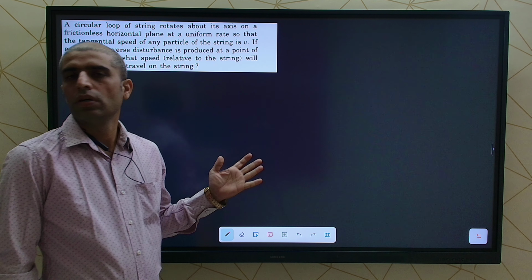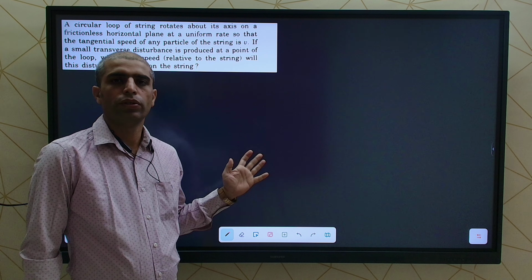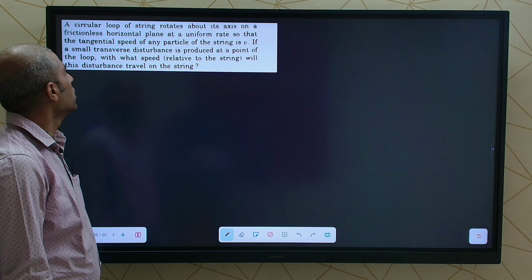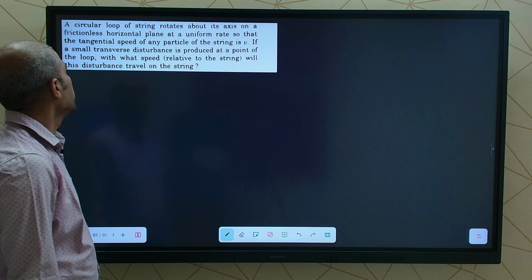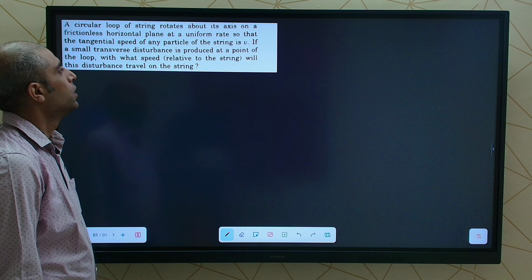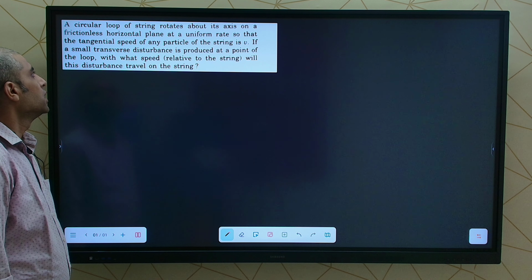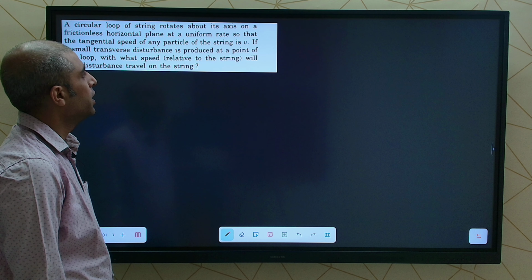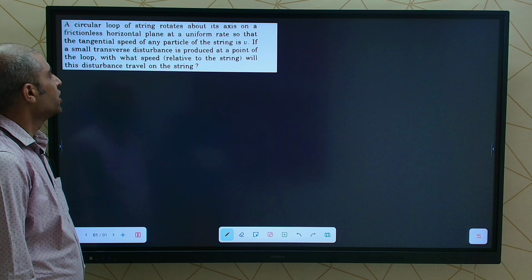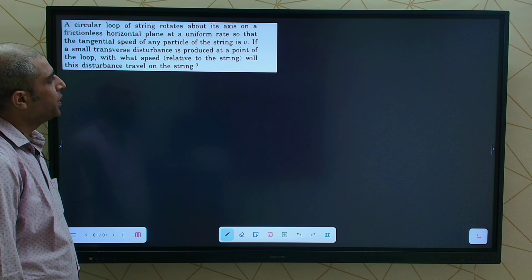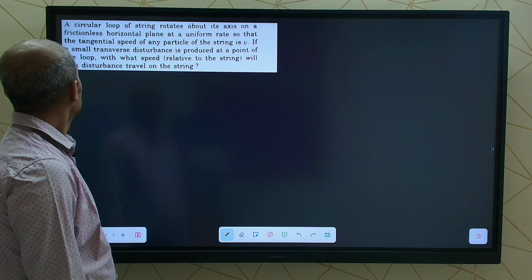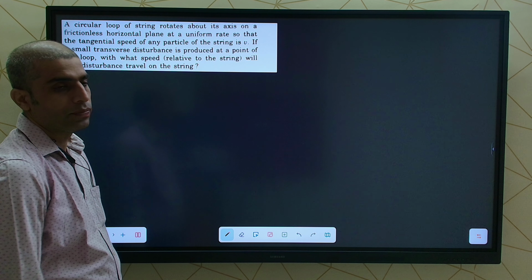I got a doubt from one of my students, and the doubt is: a circular loop of a string rotates about its axis on a frictionless horizontal plane at a uniform rate so that the tangential speed of any particle of the string is v. If a small transverse disturbance is produced at a point of the loop, with what speed will this disturbance travel on the string?